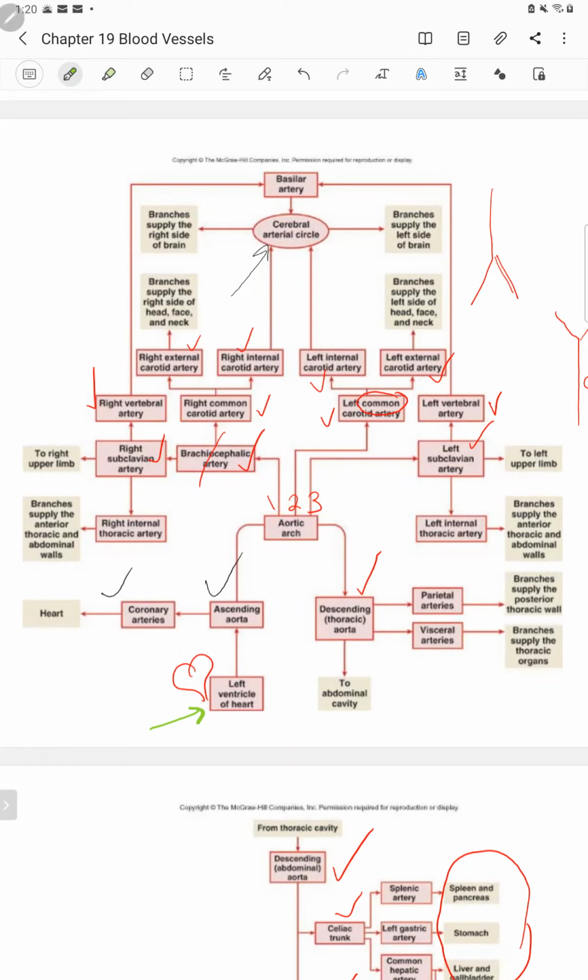Okay, technically the very, very first branch off of the ascending aorta are the coronary arteries. It's just that the first blood vessel off of the aortic arch is the brachiocephalic. Okay, so when blood is pumped through the ascending aorta through the coronary arteries, that is what actually supplies the heart with blood and nourishment. Okay.